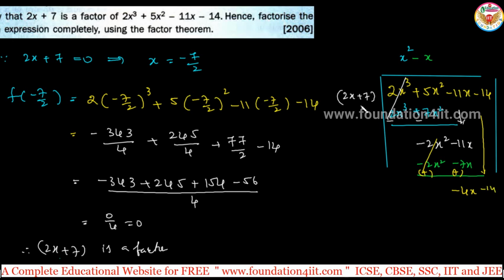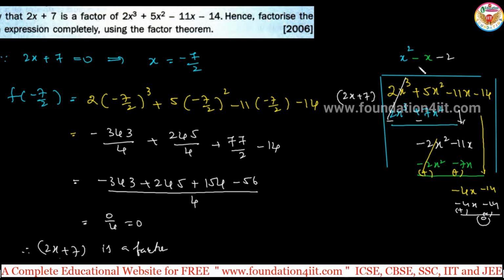Now repeat the same step. 2x into what term is minus 4x, so minus 2. As you go, minus 4x minus 14, you cancel to 0 by changing the sign, right? So the remainder will be 0. Now the quotient is x square minus x minus 2.